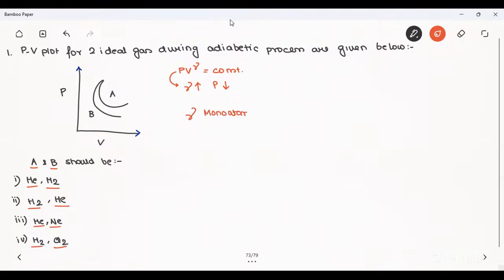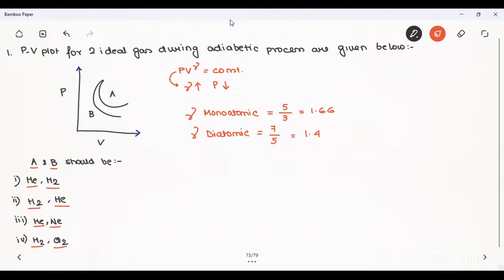From the chart, tell me what is the value of gamma for monoatomic gases and what is the value of gamma for diatomic gas? Yeah, so it is 5/3 and this is, I guess, 7/5. Okay, 5/3 is roughly equal to 1.66 and 7/5 is equal to 1.4.